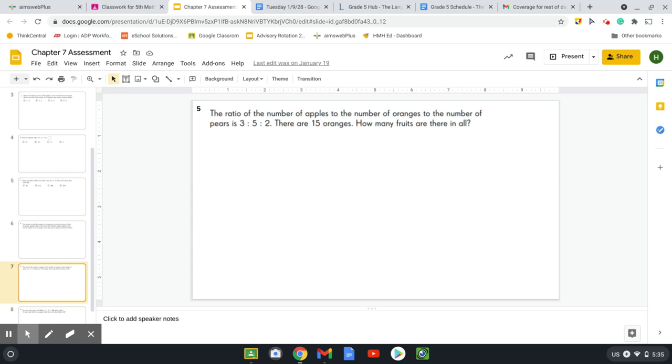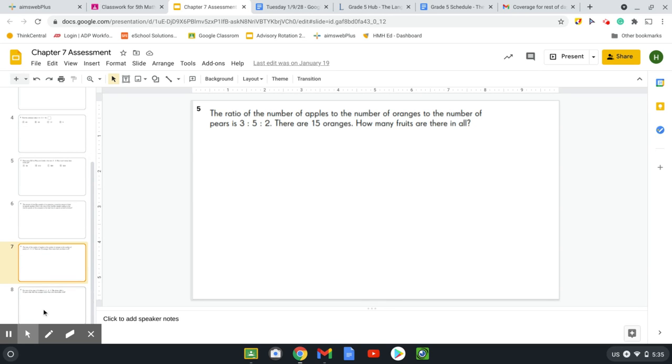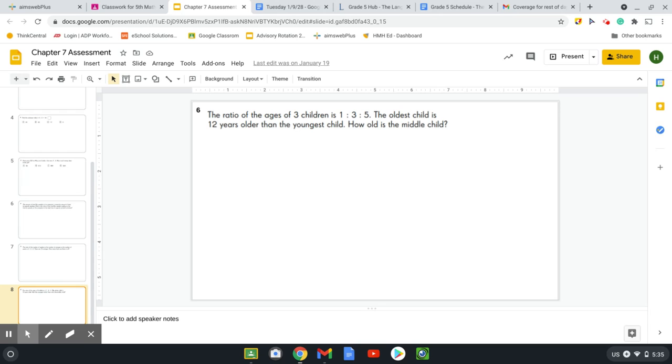Number 5, again, 1 point for the correct answer, 4 points for the work. The ratio of the number of apples to the number of oranges to the number of pears is 3 to 5 to 2. There are 15 oranges. How many fruits are there in all? Again, brain dump, everything you know about that problem. And then finally, 1 point for the answer, 5 points for the work. The ratio of the ages of 3 children is 1 to 3 to 5. The oldest child is 12 years older than the youngest child. How old is the middle child? I'll give you a slight hint here. A bar model may come in handy with this one.